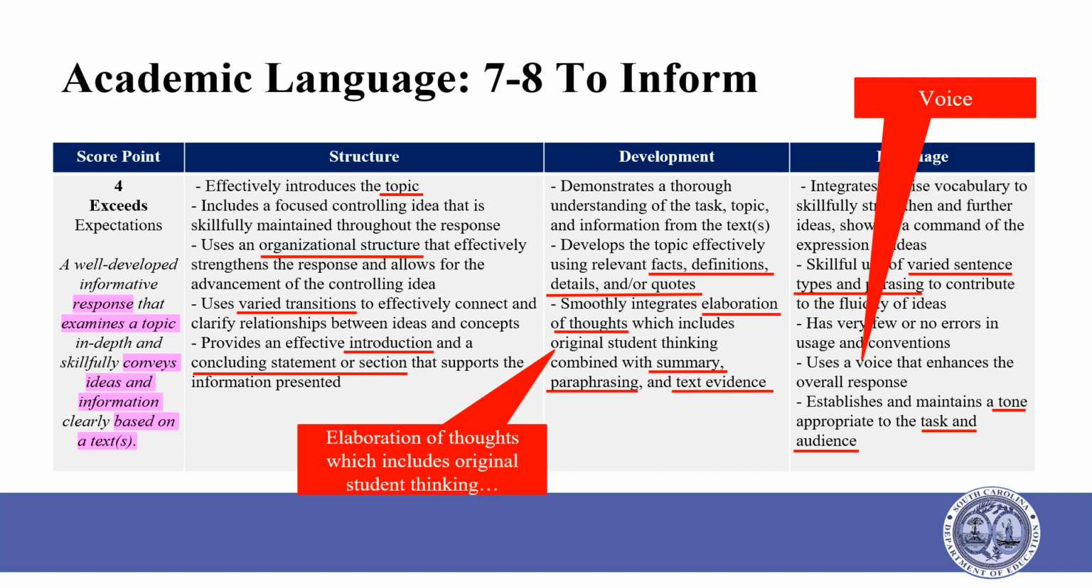Voice appears in the level 4 score point in every rubric. Controlling idea is used only for the TDW to inform for grades 7-8 and English 2. The word thesis is not included in the language of the standards because we were concerned that using the term central idea or topic would create confusion with the student writers. We opted to use controlling idea for the TDW item. A controlling idea is the primary focus of the paper.